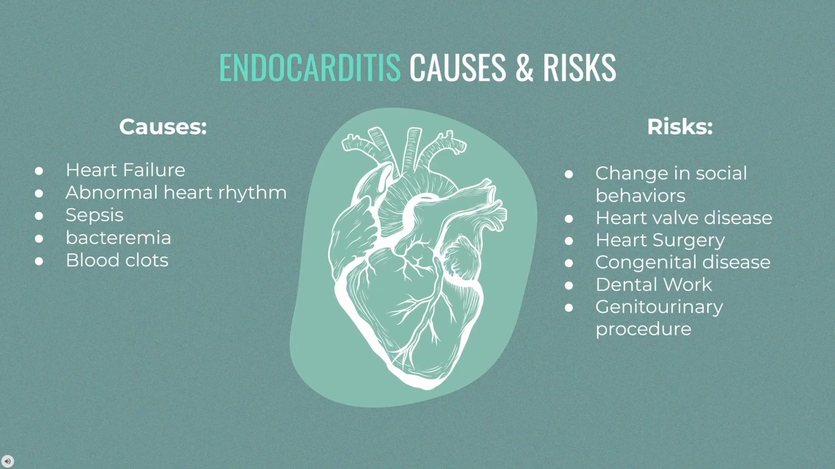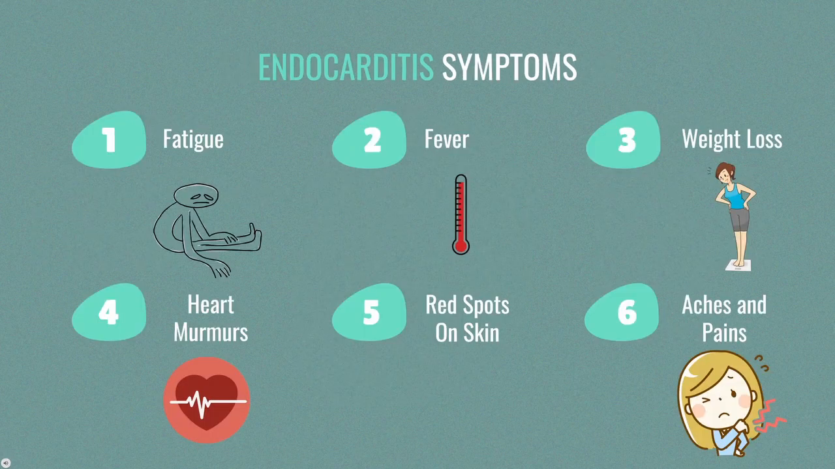It can also cause sepsis, bacteremia, and blood clots. Sepsis will be called septicemia due to the pathogens being present in the blood. Bacteremia is bacteria circulating in the blood. Blood clots occur when the bacteria build up in the valves, break off, and clog an artery, which can lead to stroke. A few symptoms are fatigue, fever, weight loss, heart murmurs, red spots on the skin, aches, and pain.